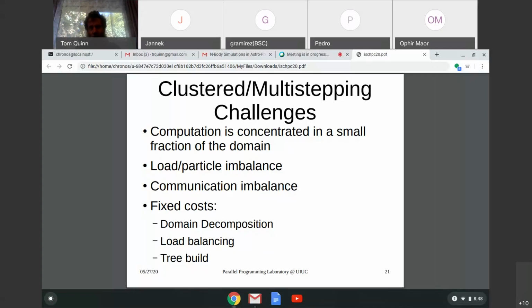If you're doing multi-stepping, I mean not every particle needs its force calculated every time step, but there's still fixed costs for every time step, in particular the domain decomposition, the load balancing, and the tree build.